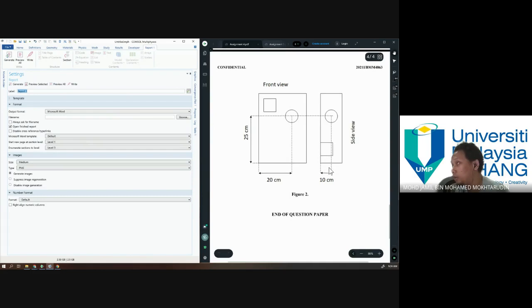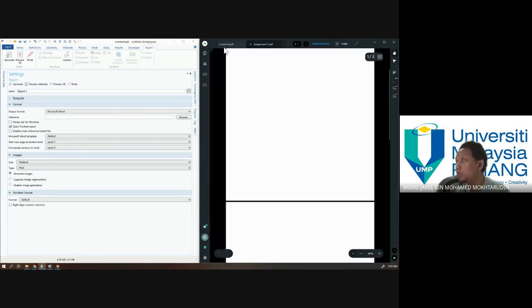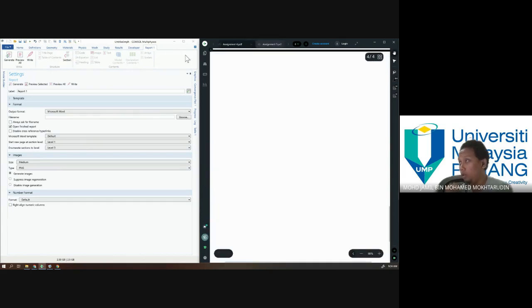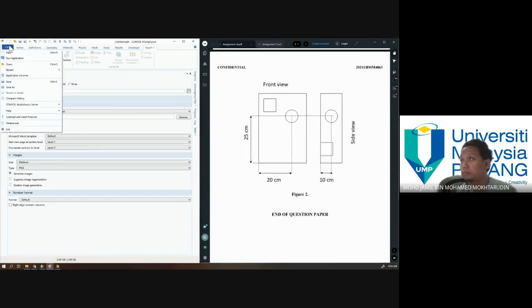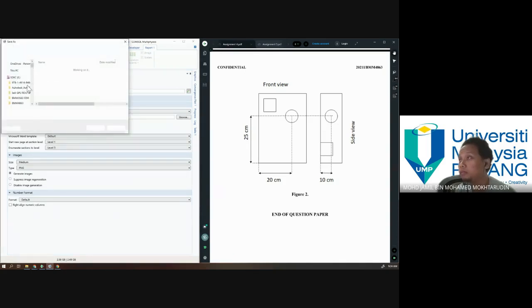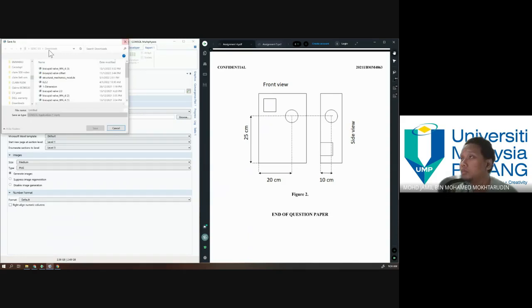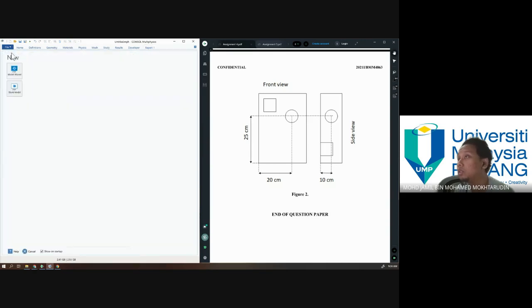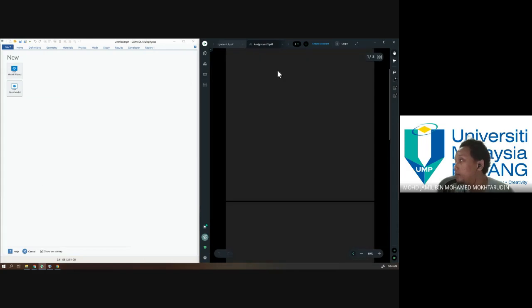Okay, so that's it for assignment number 4. So we have 2 more assignment. So any question for assignment number 4 before we proceed? Okay, so we proceed to assignment number 5.